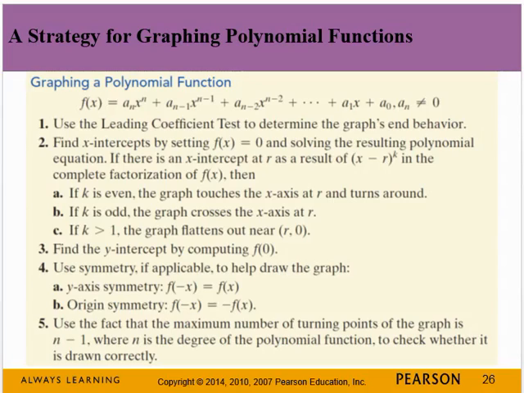So A, y-axis symmetry if f of negative x equals f of x, and origin symmetry if f of negative x equals negative f of x. And finally, step 5, use the fact that the maximum number of turning points of the graph is n minus 1, where n is the degree of polynomial function, to check whether it is drawn correctly. So we're going to take this one step at a time and graph this.